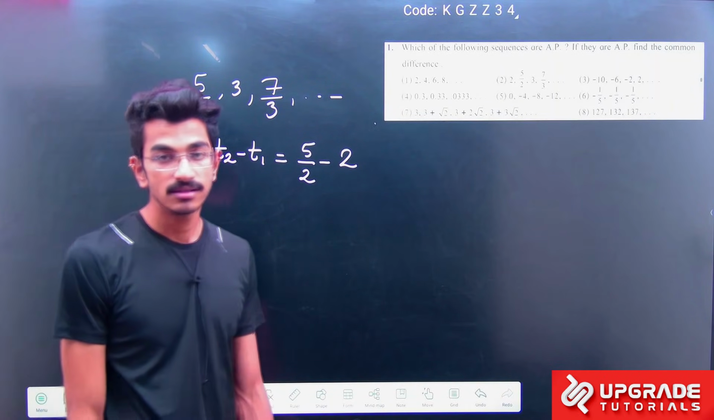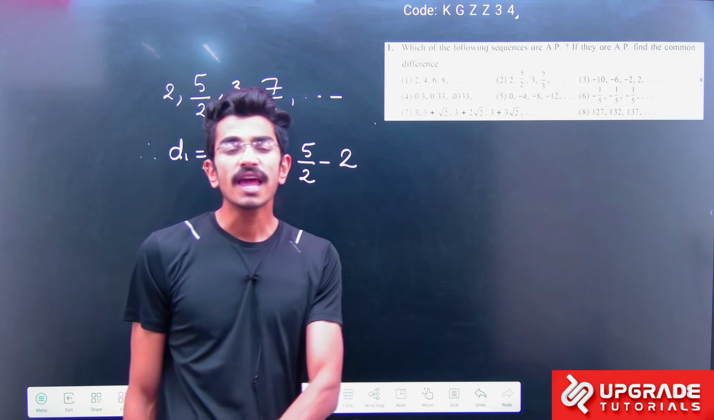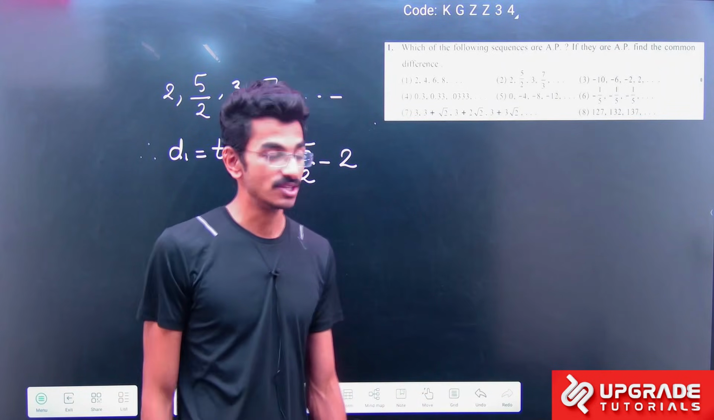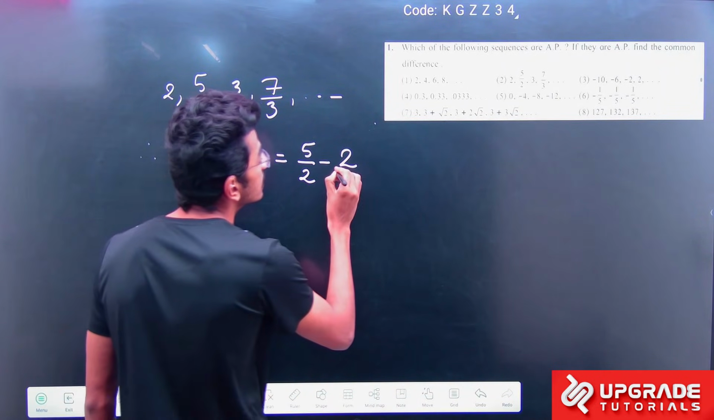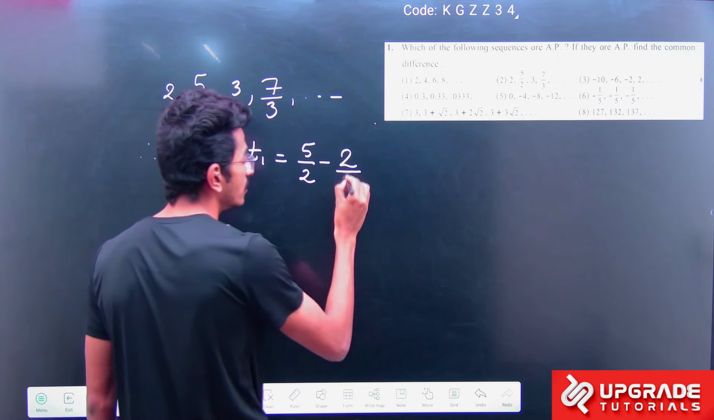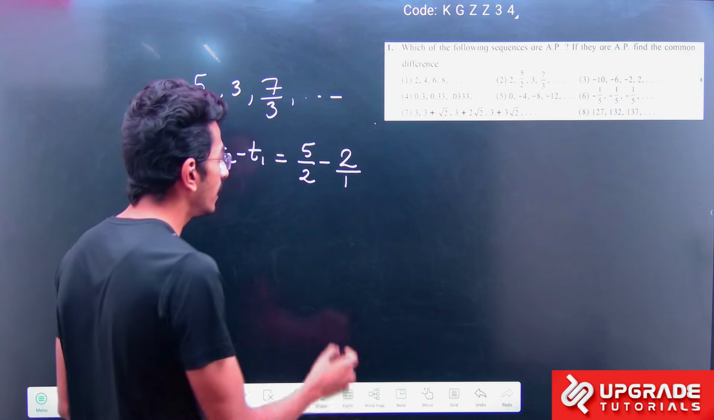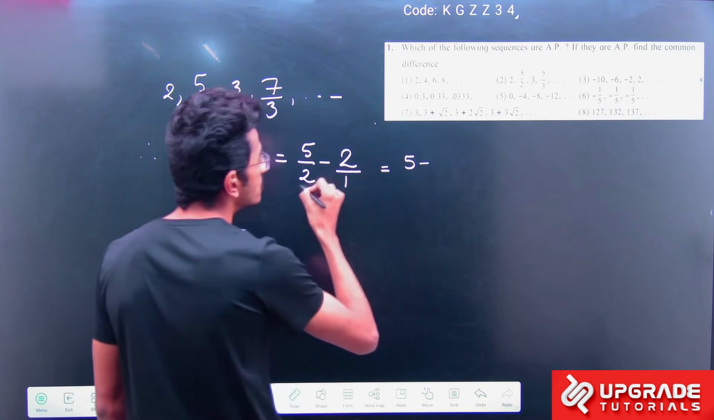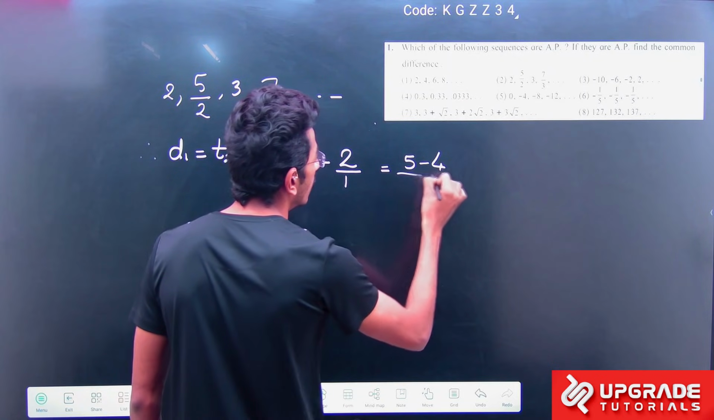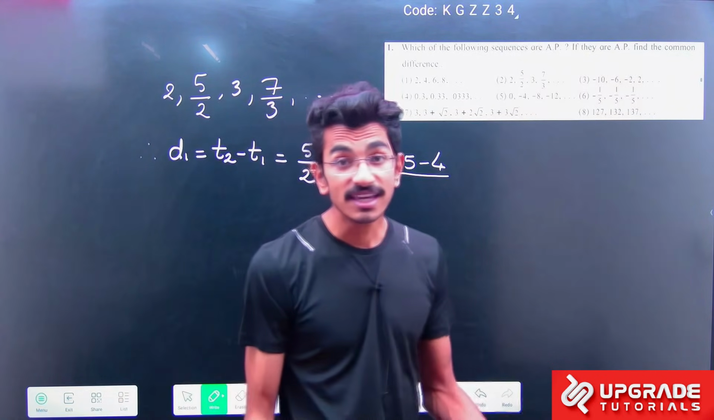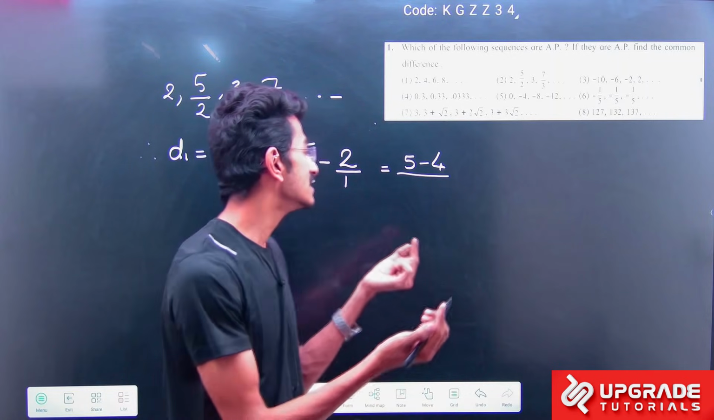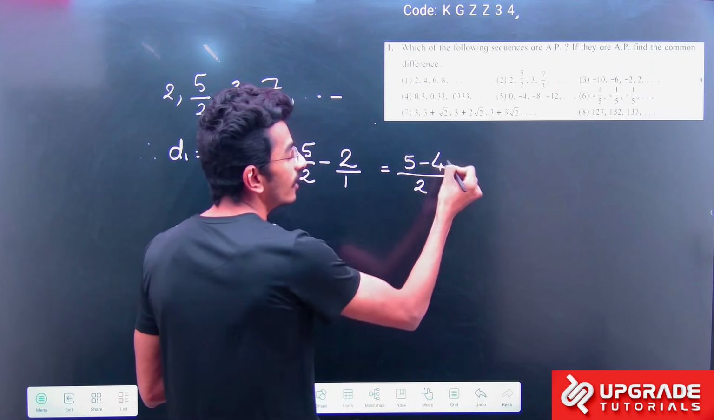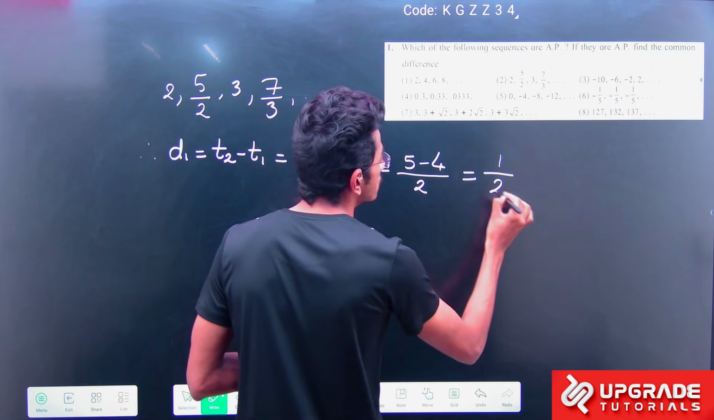How will you subtract? Basic rule: whenever fraction addition or subtraction comes, first you have to see the denominators of both. The denominator here is 2, and here there is nothing, which means there is 1. So you have to just cross multiply. It will be 5 into 1 is 5, minus 2 into 2 is 4, upon, and for the denominator, you just have to multiply them with each other. 2 ones are 2. So 5 minus 4 is 1 upon 2.